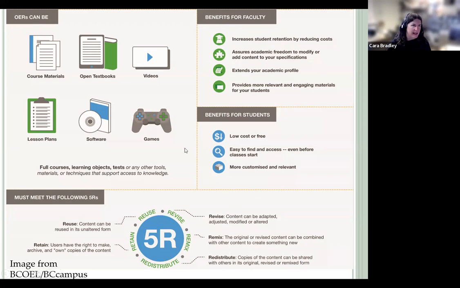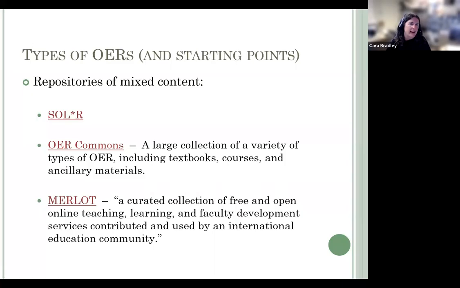So that's sort of an overview. And then I think you probably covered most of that yesterday in your sessions. I want to talk about types of open education resources and some starting points for finding these types of resources. There's different types of repositories that contain this content. Here are a few I've listed that are some of the big ones that are repositories of mixed content. By mixed, I mean open textbooks, videos, course plans, all kinds of different material, not exclusively textbooks.